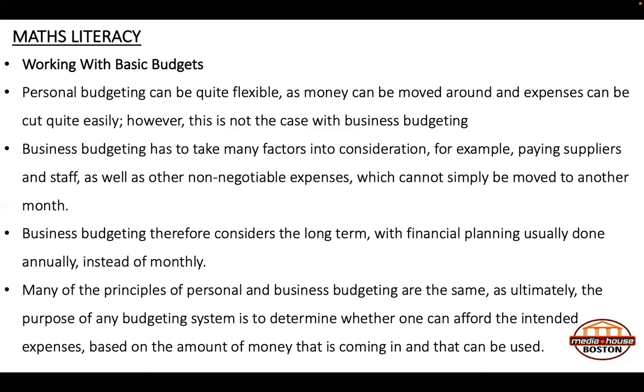So many of the principles of personal and business budgeting are the same, as ultimately the purpose of any budgeting system is to determine whether one can afford the intended expenses based on the amount of money that is coming in and that can be used. So also with businesses, they focus on some kind of forecast. Okay, so they do some kind of forecasting or predictions where they say, okay, in the month of January, we're going to receive 1 million. Okay, and then from that 1 million, this is what we're going to pay, and this is what we're left over, and then taxes, etc. Questions?